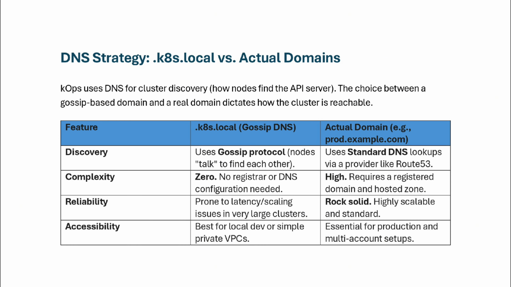DNS strategy: .k8s.local versus actual domains. kOps uses DNS for cluster discovery, that is, how nodes find the API server. The choice between a gossip-based domain and a real domain dictates how the cluster is reachable. Feature discovery: k8s.local uses the gossip protocol, that is, nodes talk to find each other. An actual domain uses standard DNS lookups via a provider like Route 53.